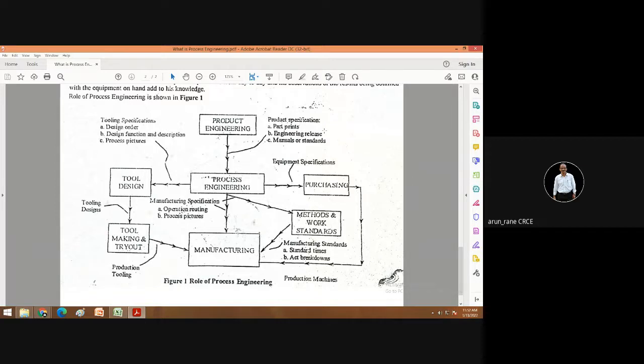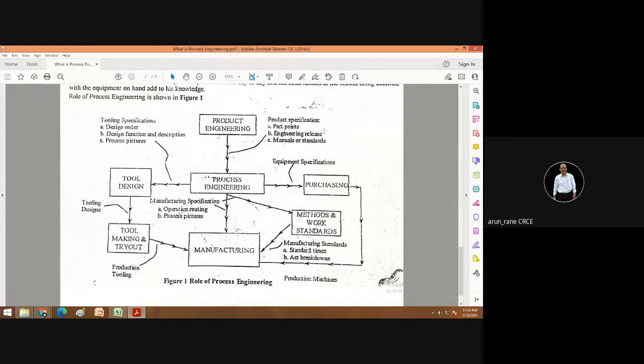So for preparation of this manual, the process engineer has to help the product engineer, because the product engineer is not familiar with the operations. Like, suppose you are manufacturing a lathe machine, the product engineer is concerned with the design, the processes, how it operates, etc. That the process engineer has to tell. Then he writes.